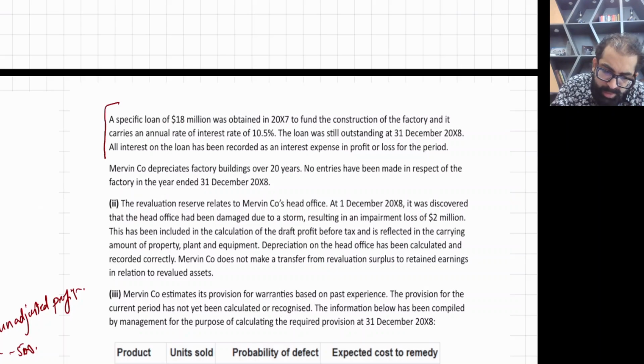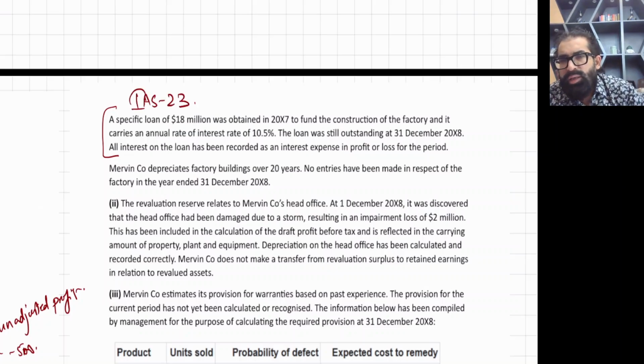Now, a little bit of IAS 23. If you have taken a loan to buy a qualifying asset, that loan interest will be capitalized, and capitalized means it will be part of PPE. But till which date? Till the date of construction completion, till the date that the qualifying asset has been completed. Once the qualifying asset has been completed, there is no further capitalization of interest. The remaining interest, the future interest, will go directly in the P&L.